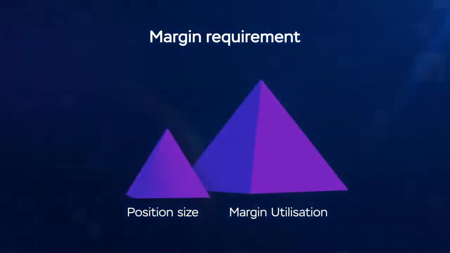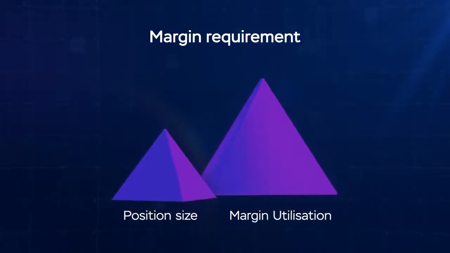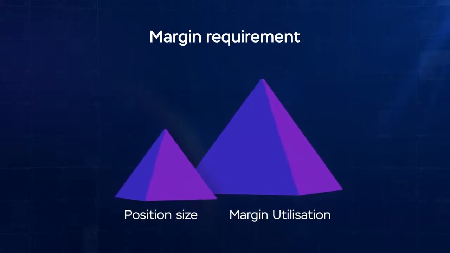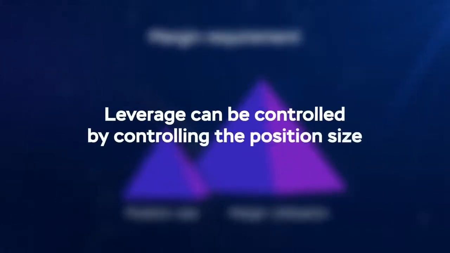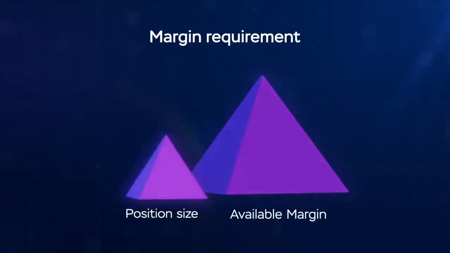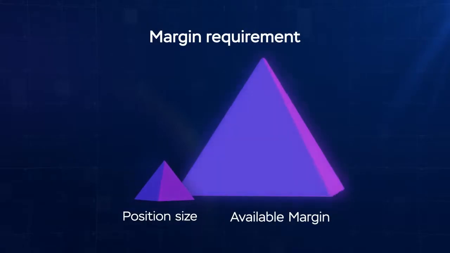Under cross-margin mode, the trader cannot manually select the leverage. Instead, the margin requirement is calculated using the maximum leverage allowed. However, a trader can control his leverage by adjusting the position size. The smaller the position size, the less margin will be used from the account balance to open such positions.